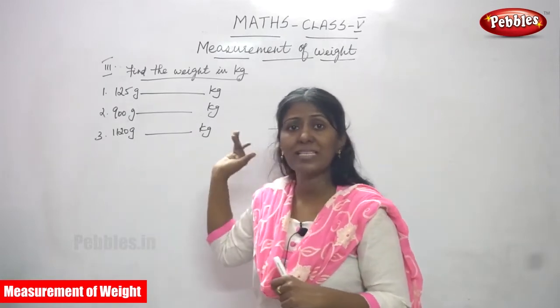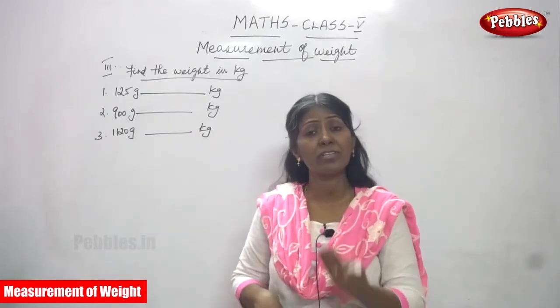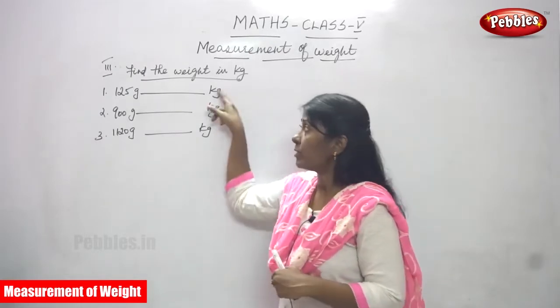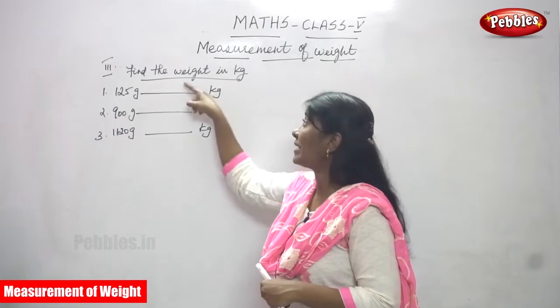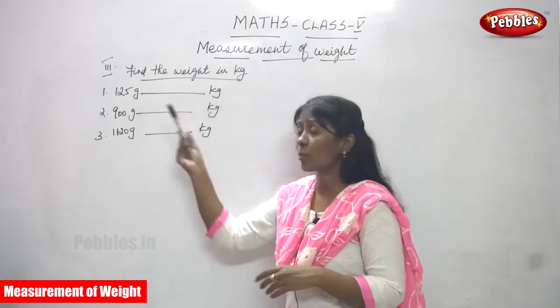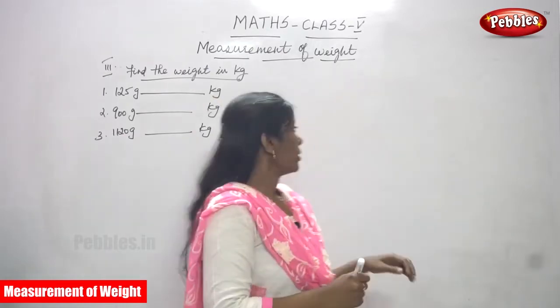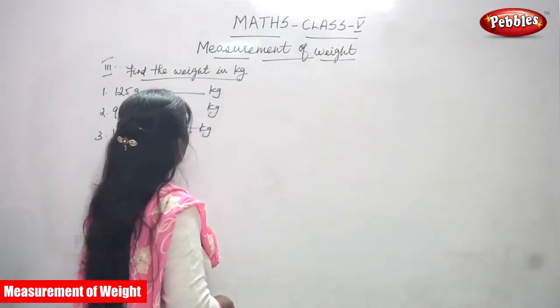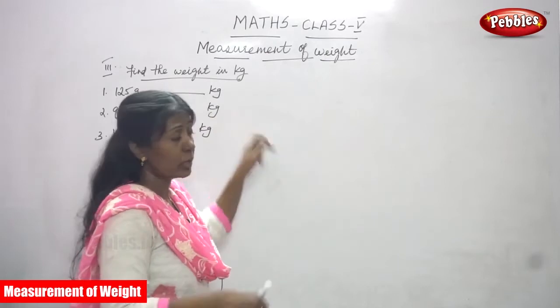Now find the weight in kilogram. That means the question is given in gram, you have to convert into what? Kilogram. Now we are going to do the third subdivision. Find the weight in kilogram. That means the question is in gram. So what you're going to do, 125 gram, you have to convert it into kilogram.